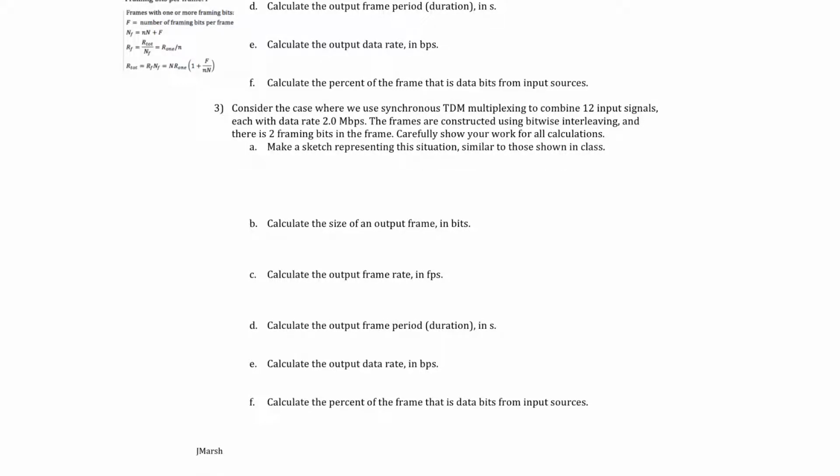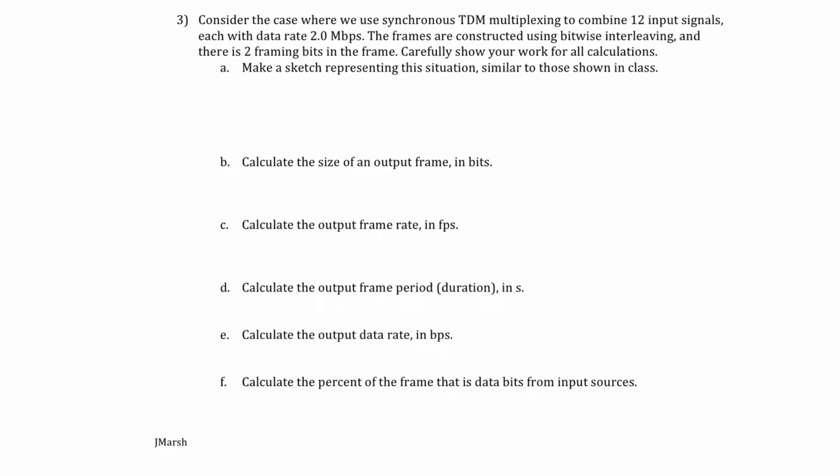Okay, in this video I'm going to do an example problem of synchronous time division multiplexing. In this problem we have 12 input signals, each with a data rate of 2 megabits per second. We're going to do bitwise interleaving, and we're going to use 2 framing bits per frame. And so let's go ahead and do this.